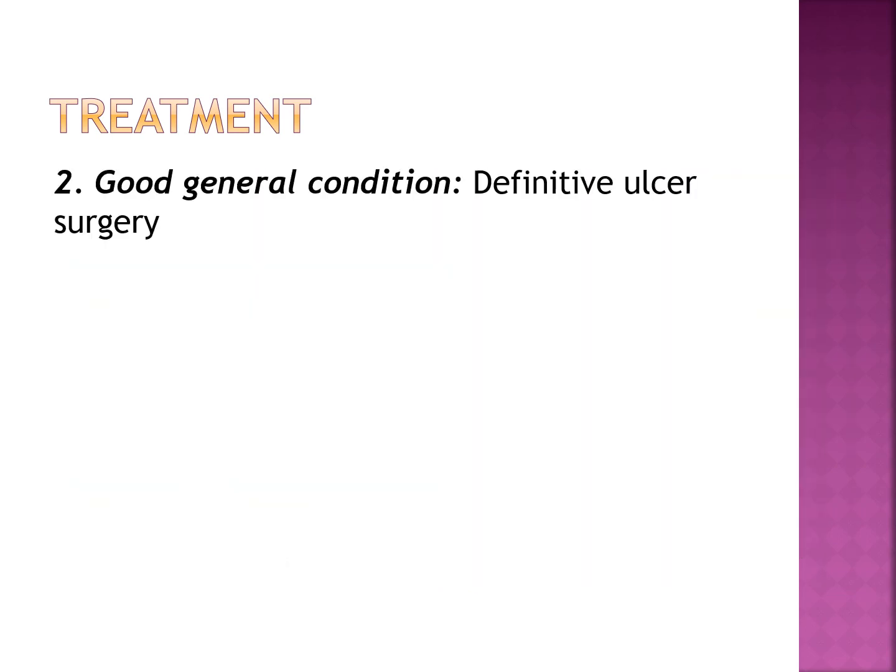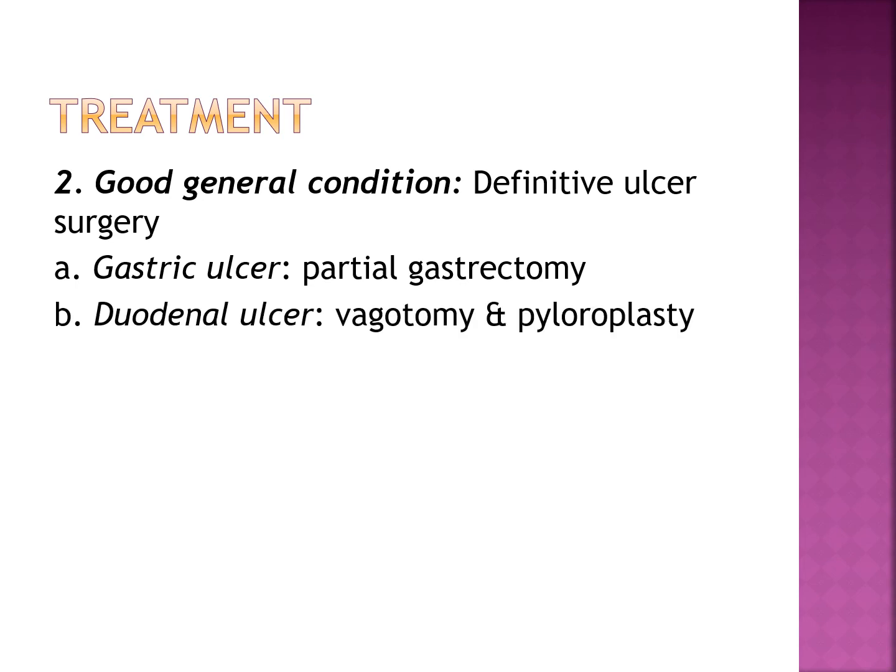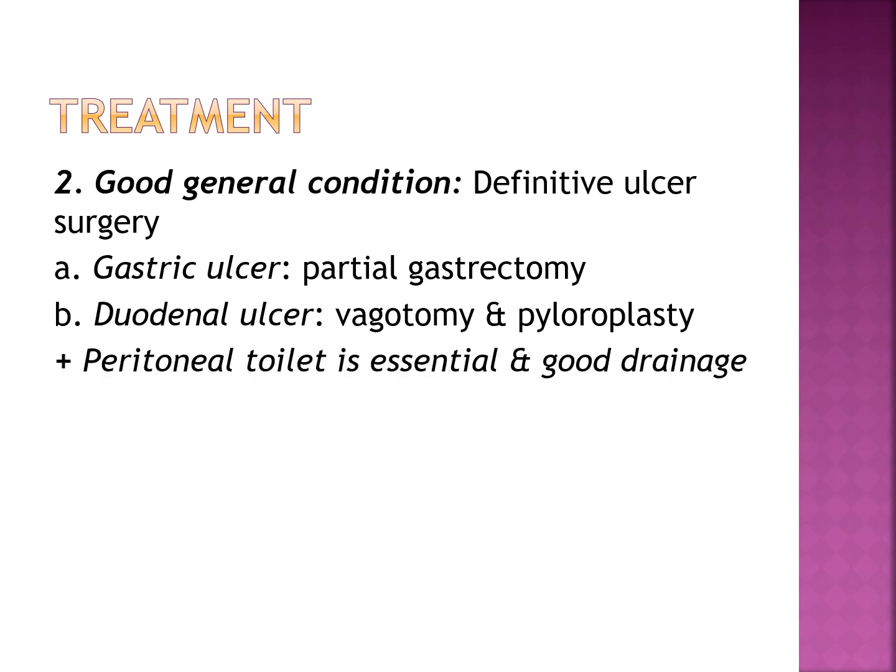But in case of good general condition, definitive ulcer surgery might be performed. In case of gastric ulcer, you can do partial gastrectomy, and in case of duodenal ulcer, you do a truncal vagotomy with a pyloroplasty as a drainage procedure. Of course, this should be combined in both good and bad condition with good peritoneal toilet and good drainage, as we have said before.